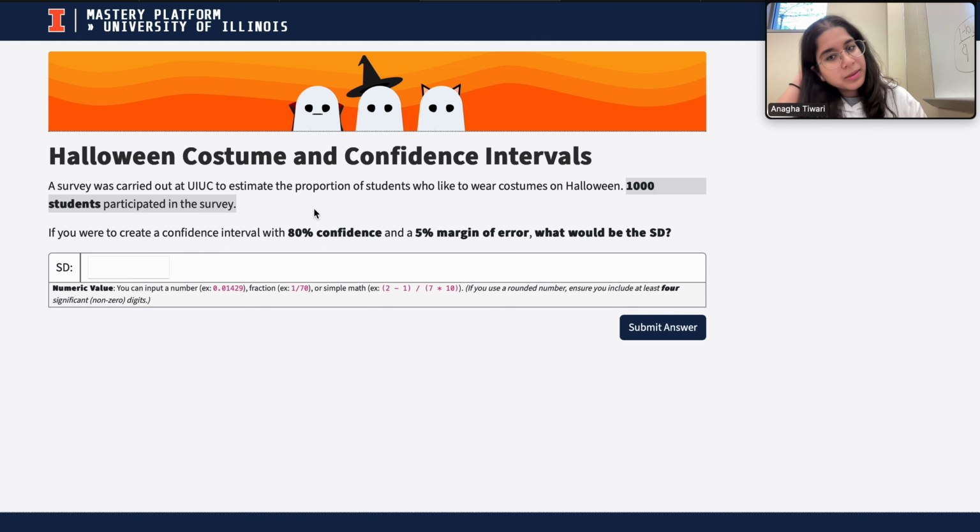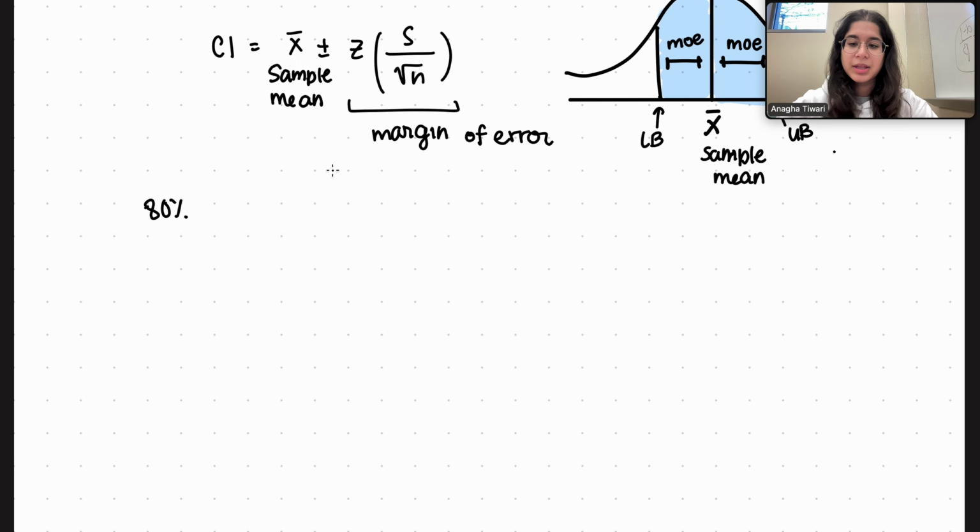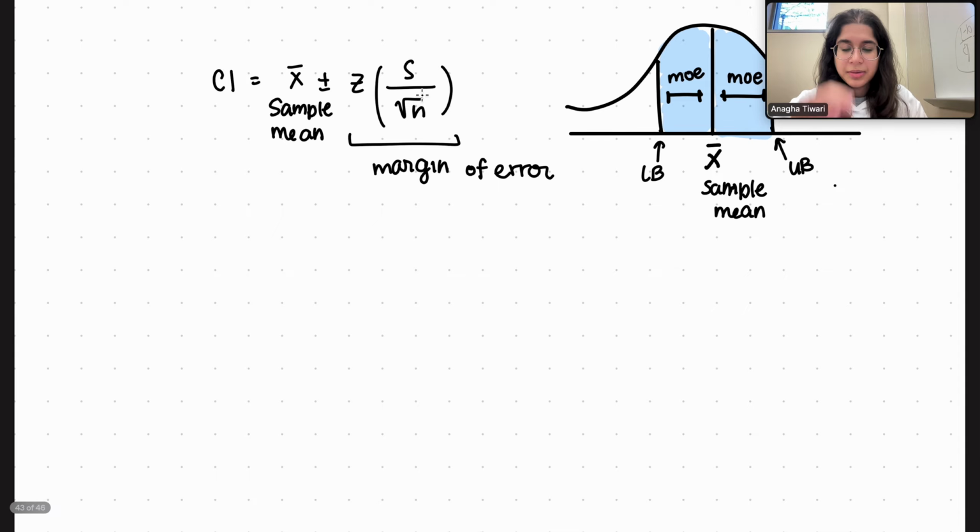So if we were to create a confidence interval with 80% confidence and a 5% margin of error, what would be our sample standard deviation? So this means that we need to solve for the standard deviation. I have the formula written out for us. We have here confidence interval equals our sample mean plus or minus the z-score times the standard error, which is basically our sample standard deviation divided by the square root of n. So this overall makes up our margin of error.